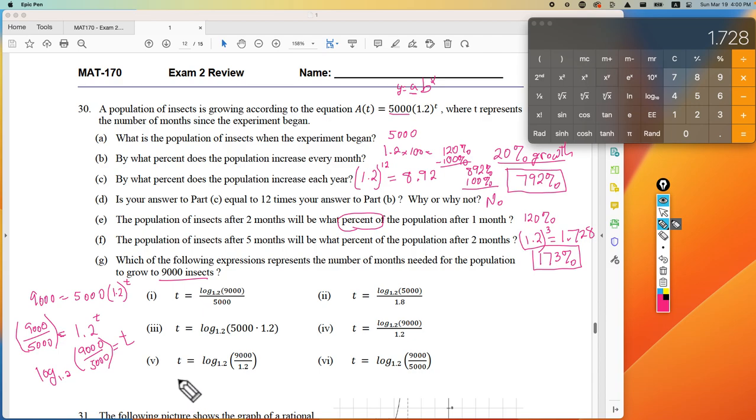So we're looking at what's different. Oh, I see there's a 1.2 here. I almost got that one, but no, it's this one. Right? 9,000 divided by 5,000, so that's all that. Log base 1.2 of that equals t. So that's our answer there. And that is 30.